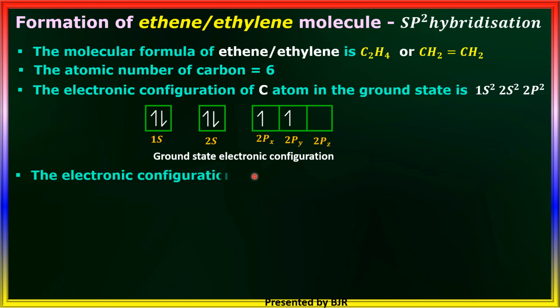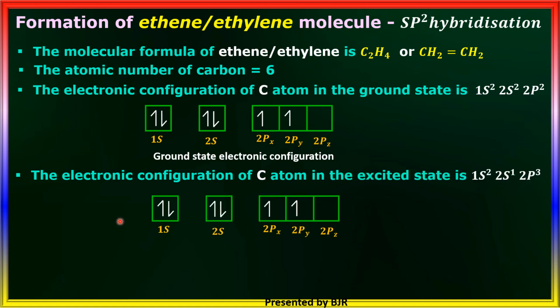This is the ground state electronic configuration of carbon atom. The electronic configuration of a carbon atom in the excited state is 1s2, 2s2, 2p3. So see what happens here. This one is the ground state configuration. So in the excited state, one of the electrons in 2s orbital jumps and occupies the empty 2pz orbital. See here.